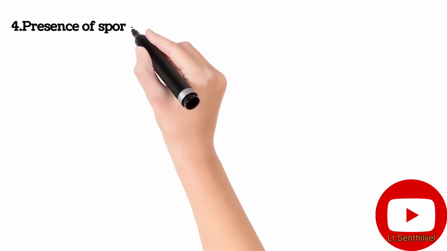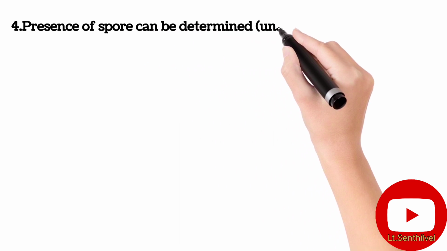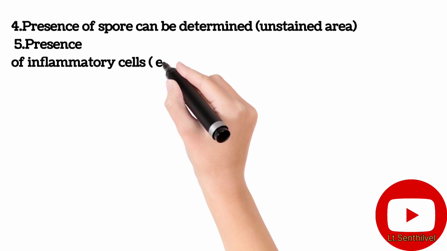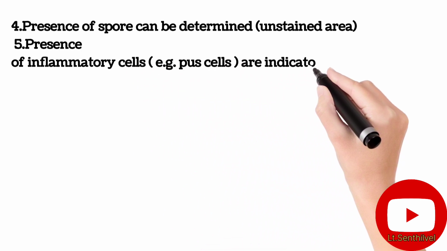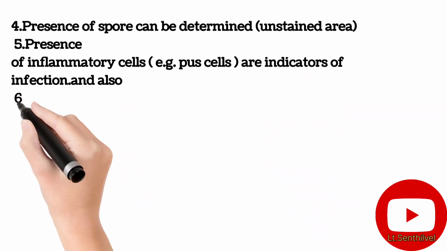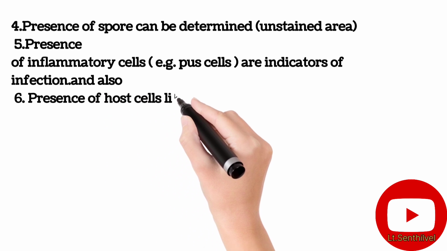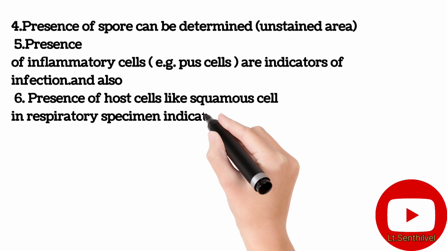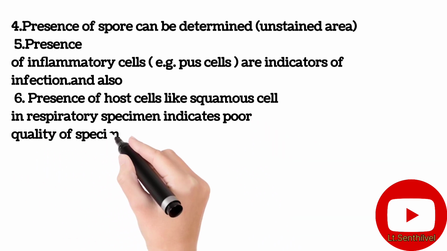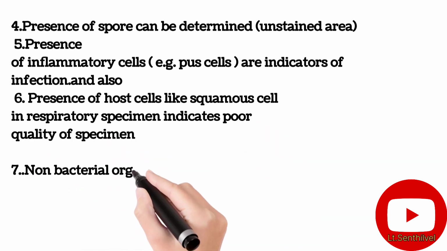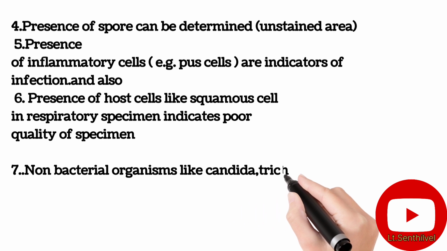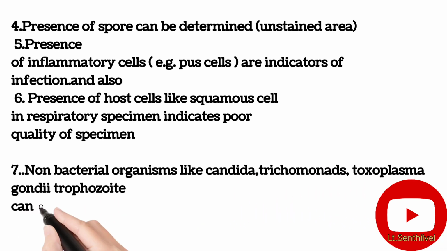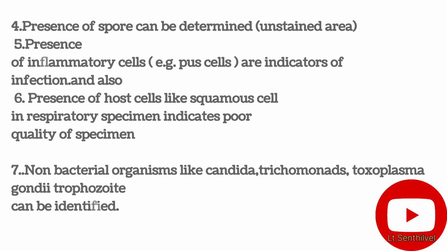4. Presence of spore can be determined, as an unstained area. 5. Presence of inflammatory cells, e.g. pus cells, are indicators of infection. 6. Presence of host cells like squamous cells in a respiratory specimen indicates poor quality of specimen. 7. Non-bacterial organisms like Candida, Trichomonas, and Toxoplasma gondii trophozoites can be identified.